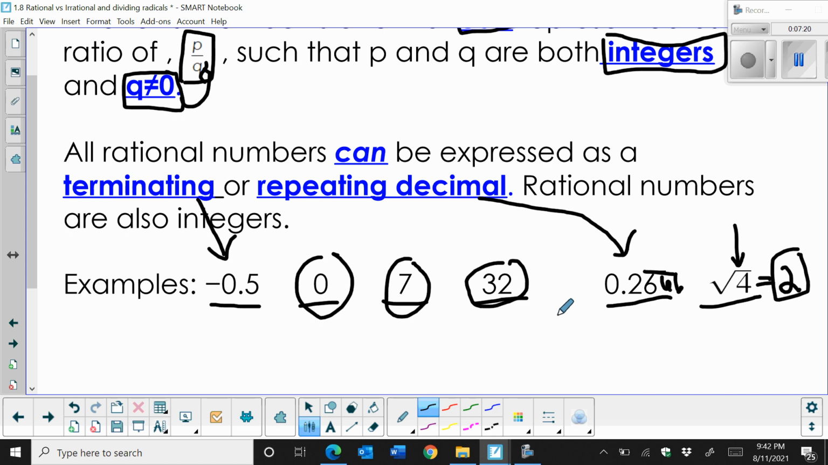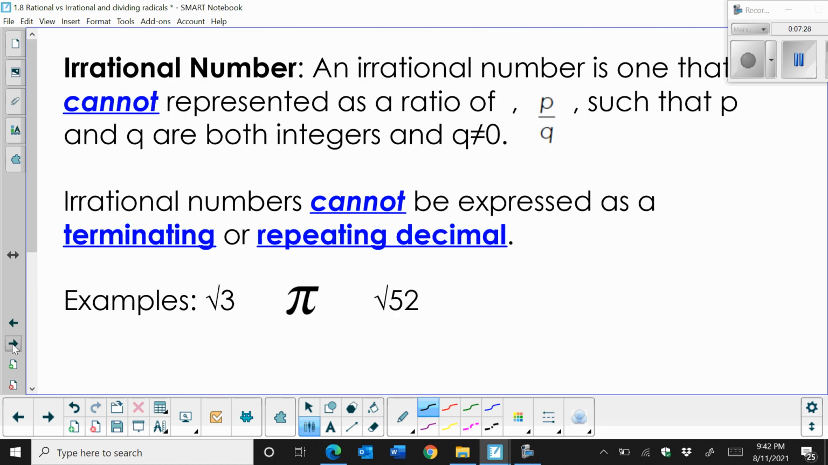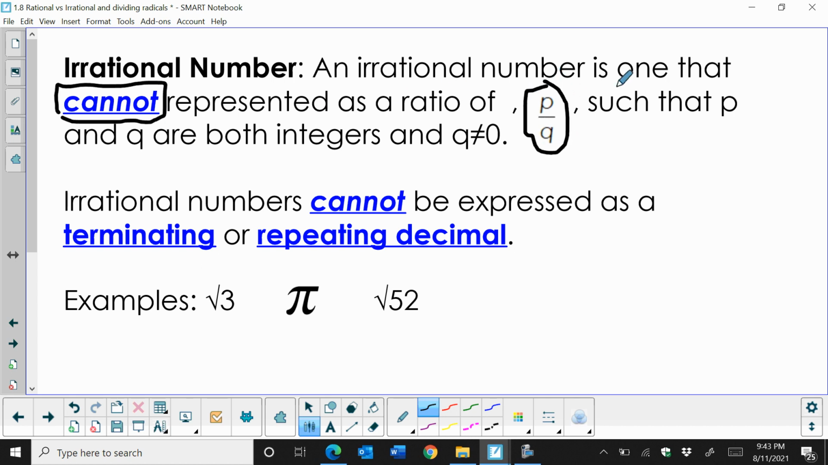So any fractions also count. So maybe you'll see a half or 5/8. Those also are rationals. So now let's look at what an irrational number is. Irrational numbers, and again, you're going to fill in on your notes, any place you see these blue words. An irrational number is one that cannot be represented as a ratio of P to Q. Fill in P to Q. So we can't write it as a fraction, such that P and Q are both integers and Q is not 0.